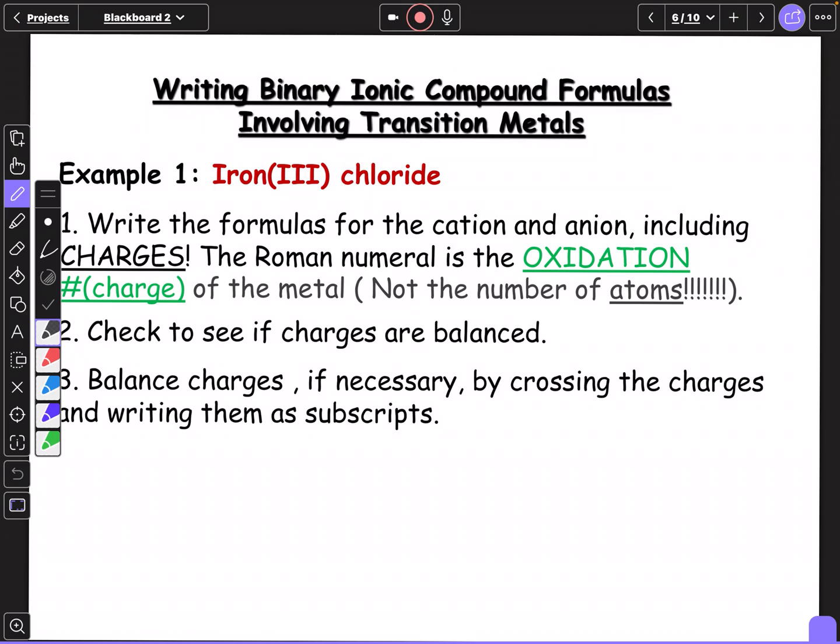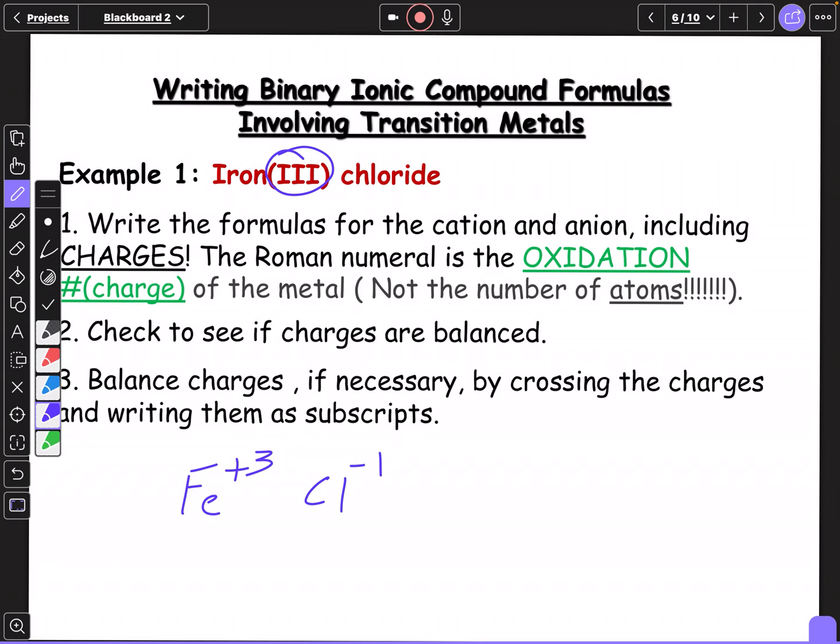So if we look at writing formulas like this, if we have an example, iron 3 chloride, these are even easier. I don't even have to look up the oxidation number of the metal. You write the formulas for the cation and anion. Cation is the metal, which is iron, and that would be a +3. That's what that number's telling me right there, that ours is a +3 in this case. Chlorine is always, if I look in group 17 or 7A, a -1.